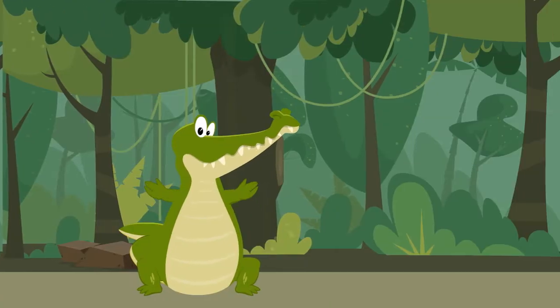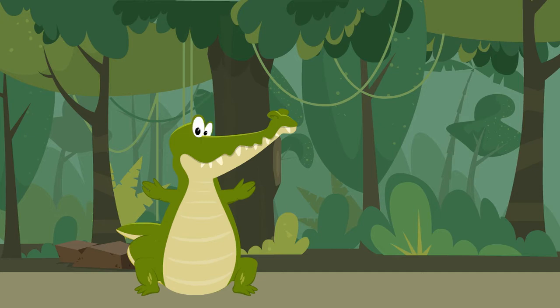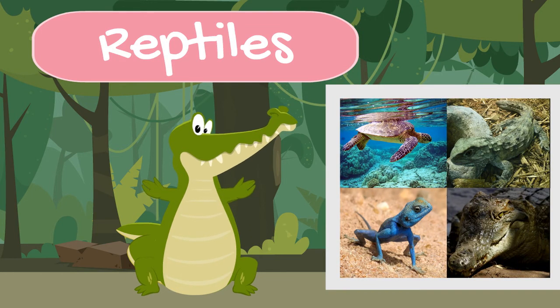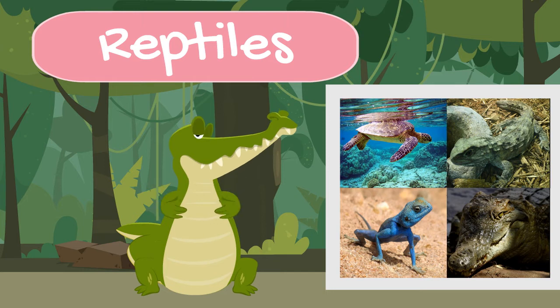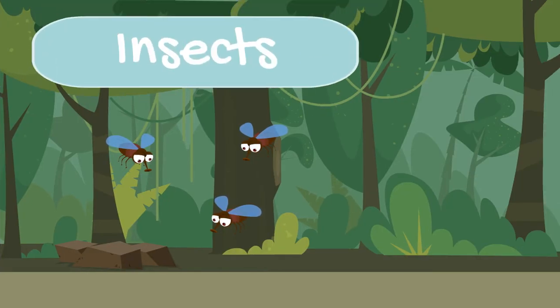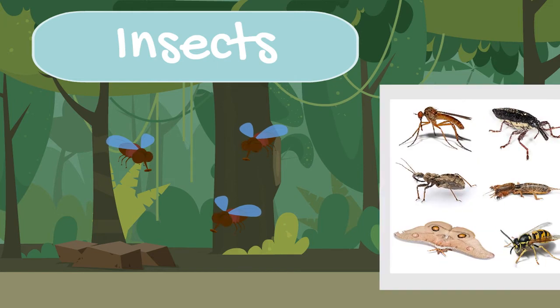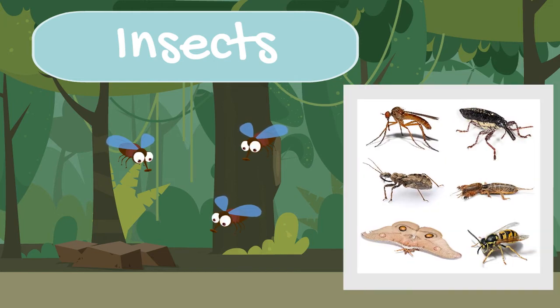Our second animal family group are called the reptiles. Reptiles also have a backbone, but their skin is covered in scales. This is because they're cold-blooded, which means their body can't warm itself. Instead, they get their warmth from the sun. The third animal family we're going to come across are the insects. Insects do not have a backbone. Instead, they have a tough outer shell called an exoskeleton. Most insects are small, and most have wings.